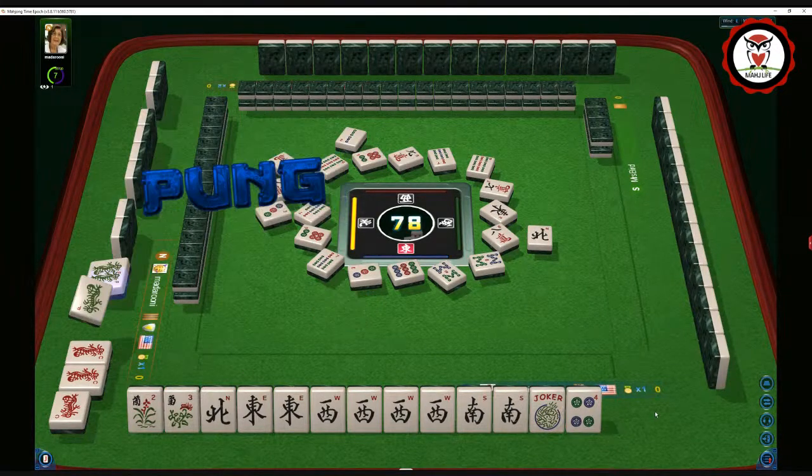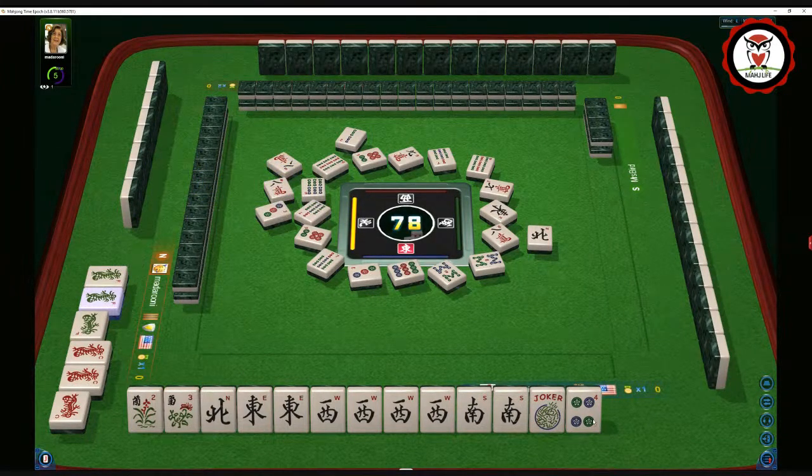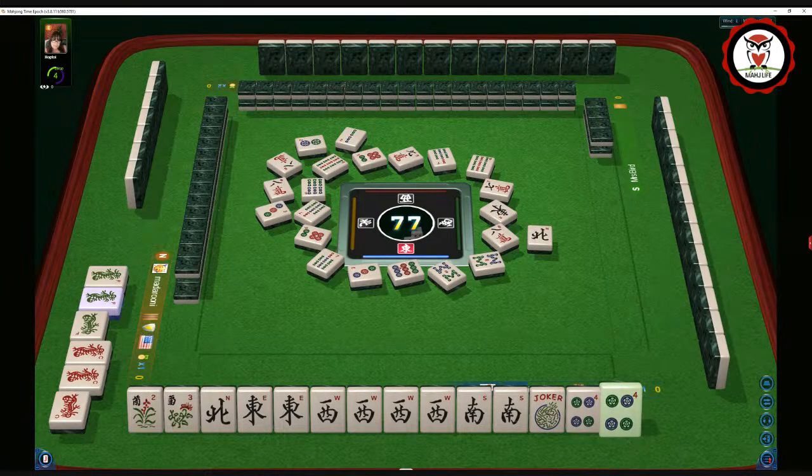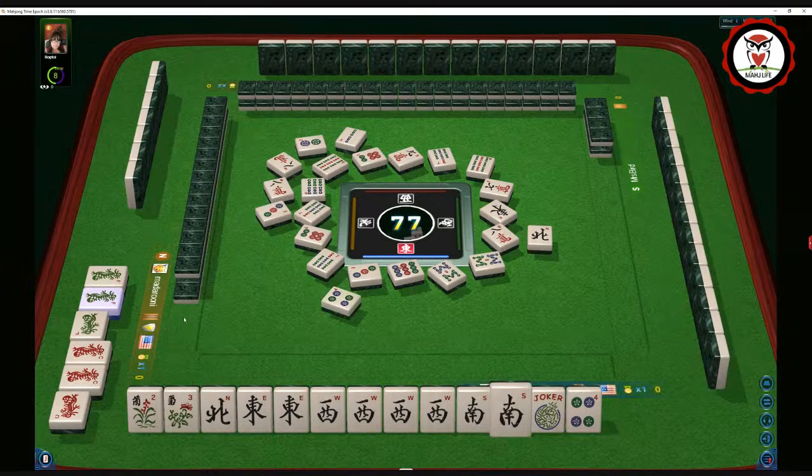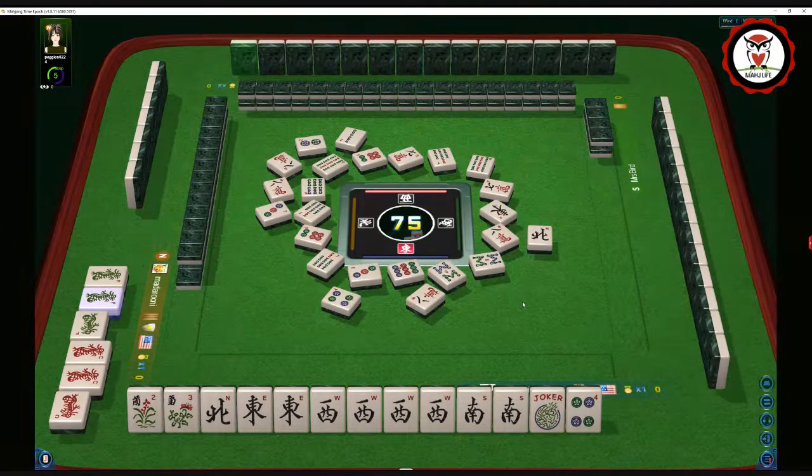We know what hand we're playing. Pung, Pung. Pung of Dragons, Pung, Pung. They're probably playing north and south or east and west with dragons. My guess is they're playing north and south because we have east and west. Therefore, we may focus on wind.